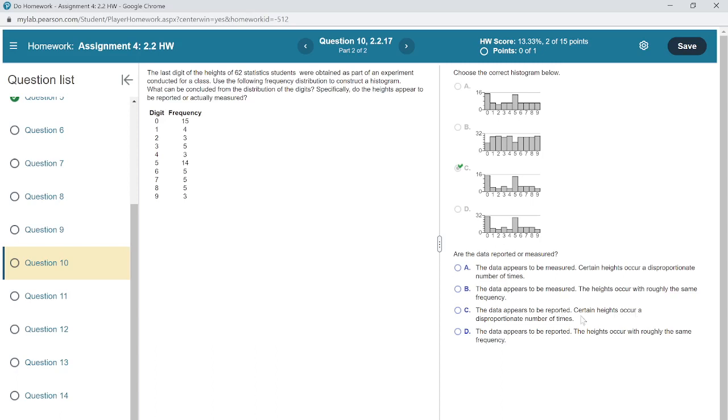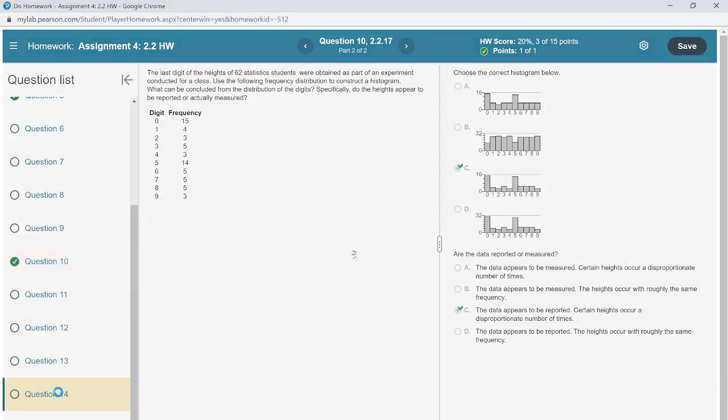Shortened heights occur a disproportionate number of times. As you can see, 15 and 14 appear quite often, because if somebody asks your height, it's easier to round to the nearest ten or to the fifth. So this is the right option.